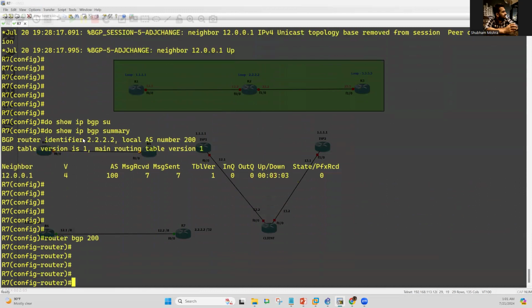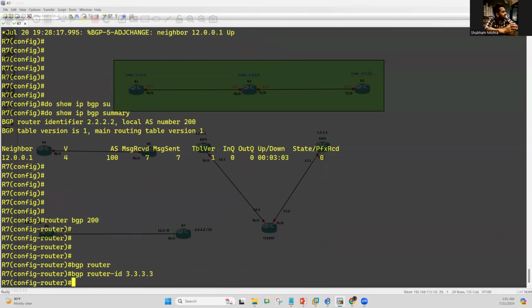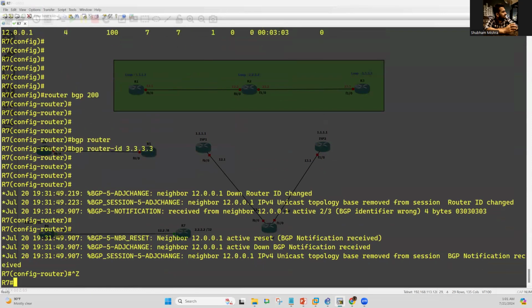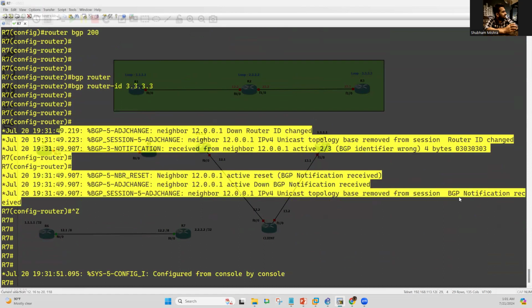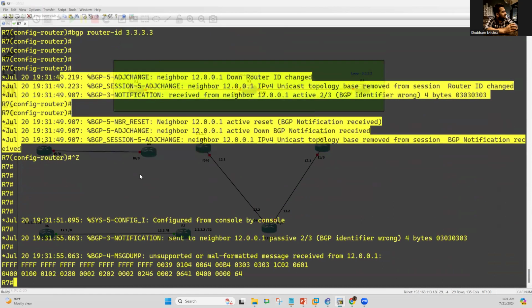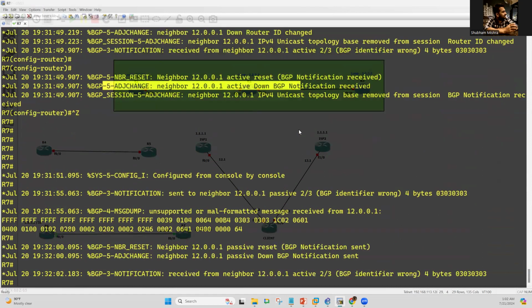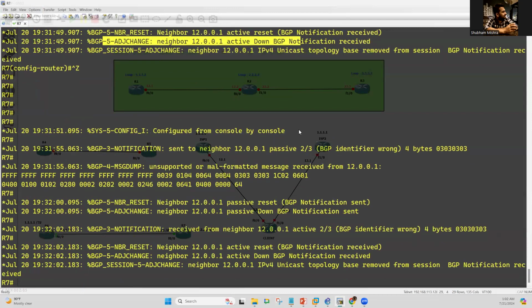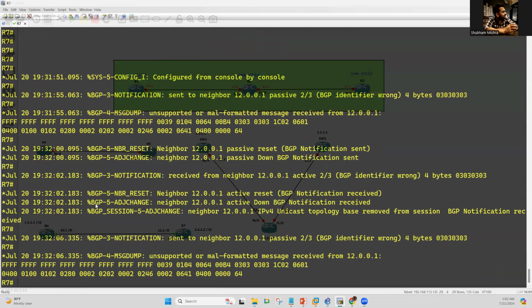What is the command to change the router ID, guys? BGP router ID 3.3.3.3. See, you will get multiple notification messages. If you read the notification message, you will find your neighbor 12.1 is now down. Your 12.1 neighbor is now down. Are you getting my point, everyone? Yes or no?